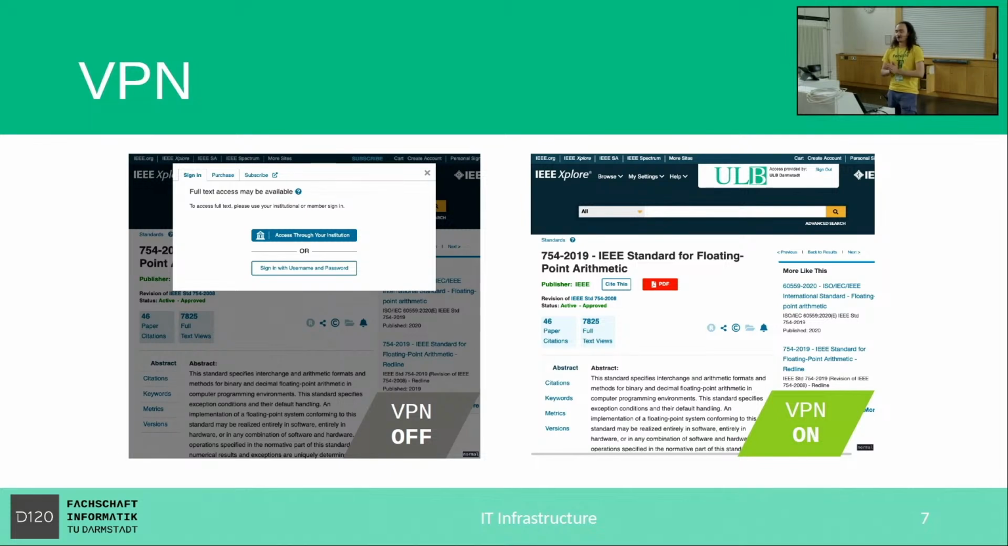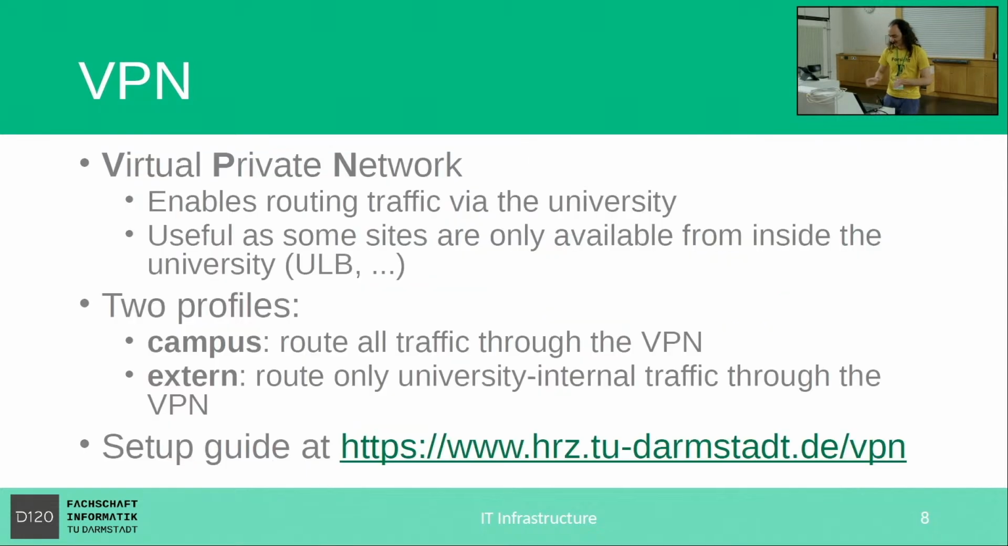But our university has a selection of academic papers which you can download from our network, not from your own network. So in order to access those from within your own home network or somewhere else, you can use our VPN. How to access that? It's also there. The HRZ has a guide on their website. Yeah, just follow that.